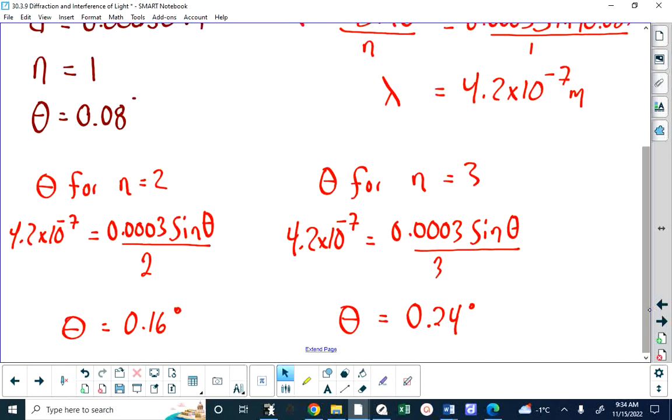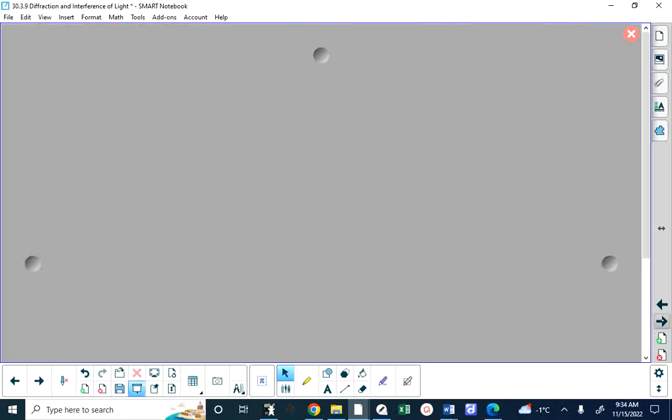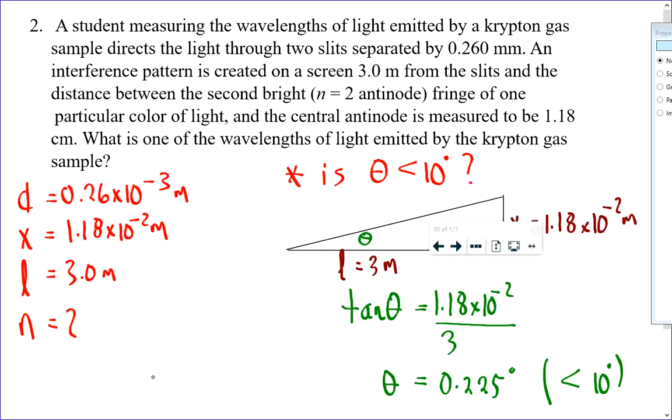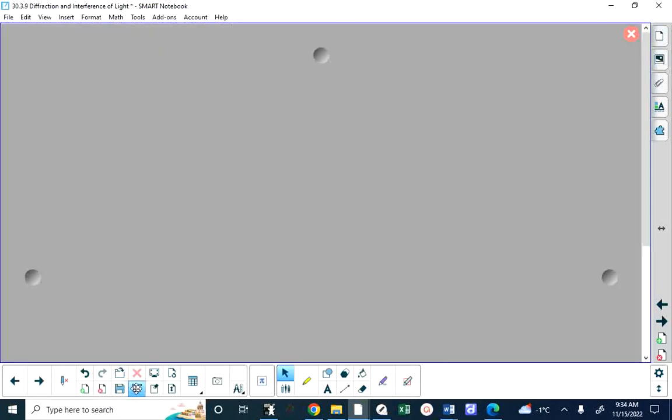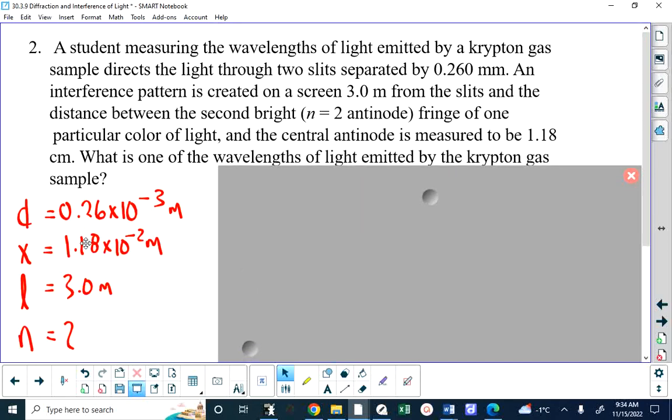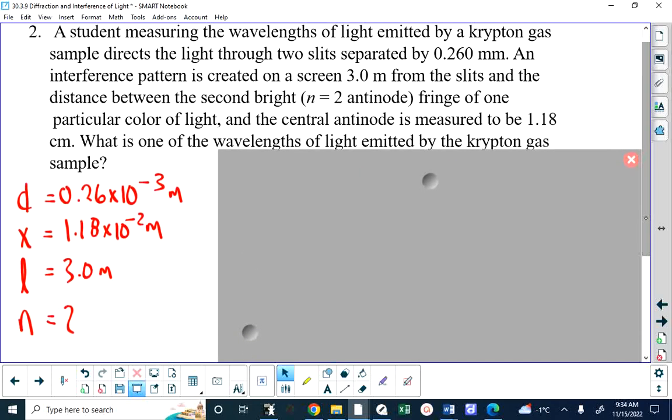Okay. So now, if we take a look at the next example, number 2, again, yesterday what I did was I went through the question with you, and I indicated to you that it says the student measures the wavelengths of light emitted by some sample. The light passes through two slits that are separated by this distance of 0.26 millimeters. Well, that's the distance between the slits. That's d in the formulas.